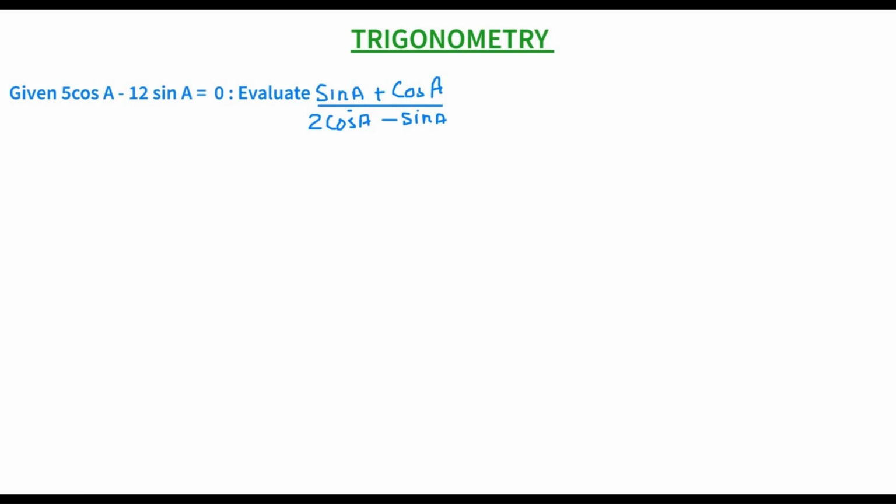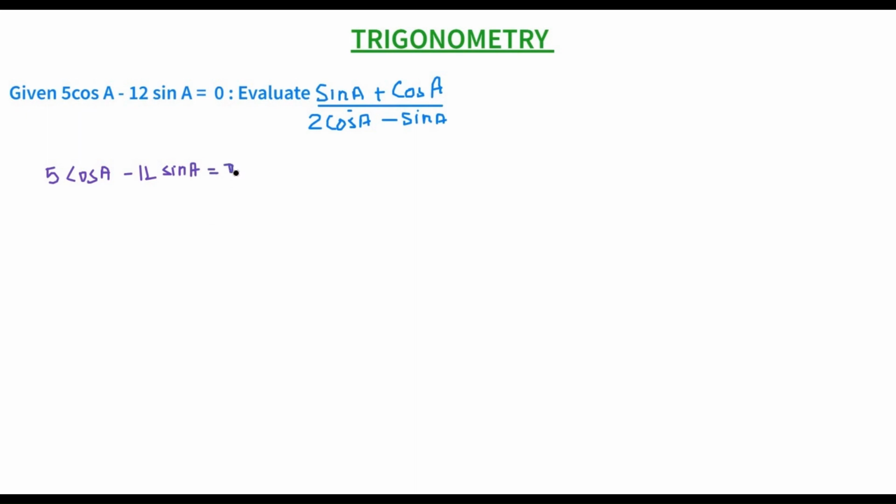Now, as you can see, what is given and what is asked is totally different, except for the sin and the cos. Here it is 5 cos A, but we don't have 5 cos A anywhere, and here it is 12 sin A, and we don't have that anywhere either. So what are we going to do here? Let's take what is given to us. We have 5 cos A minus 12 sin A equals 0.